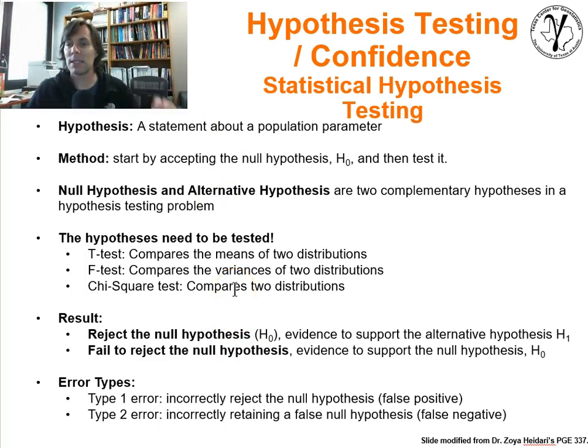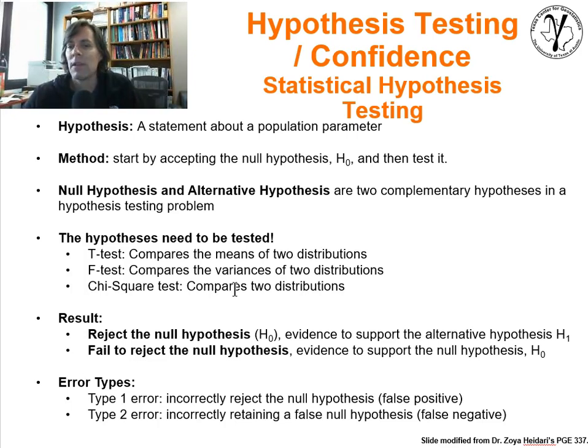The hypotheses need to be tested. You start with your null hypothesis and you test it. And so the type of test you use will depend on what statistic you're working with and the type of problem you have. So you'll use the t-test if you're comparing the means of two distributions to see if they are statistically significantly different from each other.